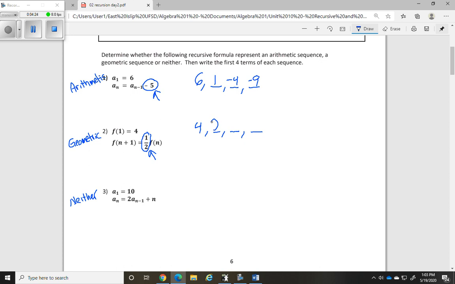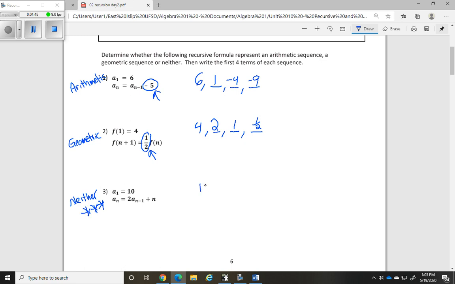4 times a half is 2. Half of that is 1. Half of that is a half. Definitely another thing that you could absolutely do. You could easily do arithmetic and geometric sequences if they're defined recursively. Never panic over that. This is the only one that makes you think a little bit.